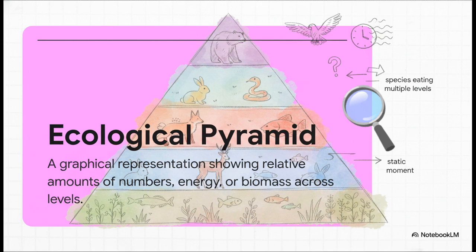Now here is a massive pro tip for your exam. Be ready to name their limitations. They definitely oversimplify complex ecosystems, they only represent static moments in time rather than dynamic changes, and they really struggle to accurately place species that eat across multiple different trophic levels.